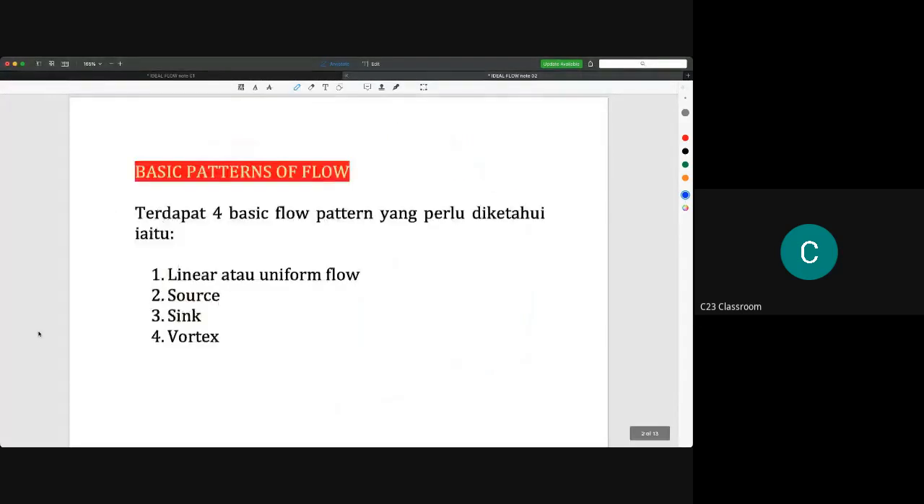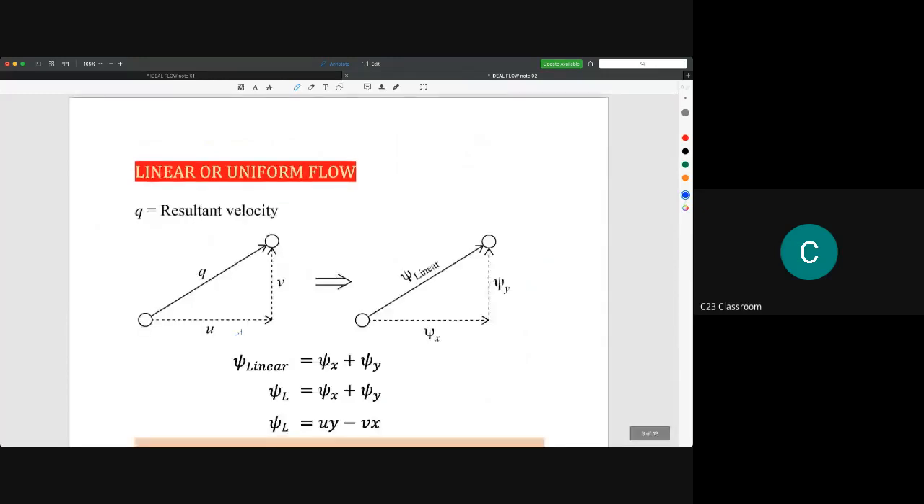As I said, there are four basic patterns of flow, as listed here. For linear flow, in some textbooks it is also called uniform flow. So uniform and linear are actually telling the same thing. And then we have source, sink, and vortex. Now we are evaluating the linear or uniform flow.